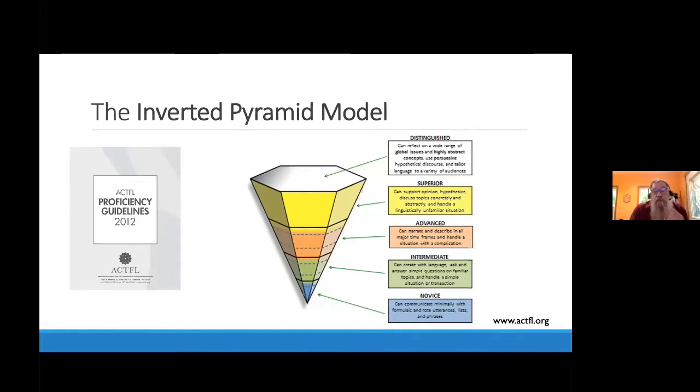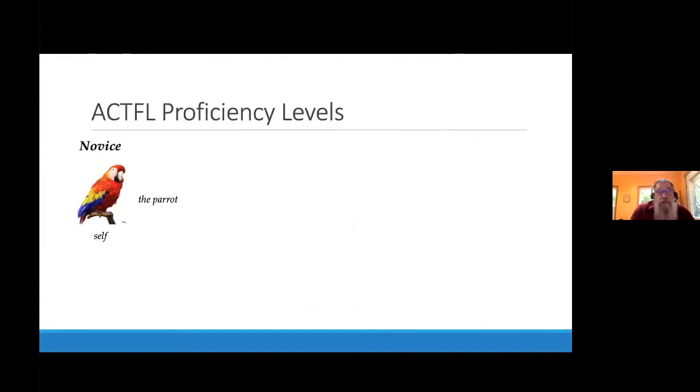The range of language functions and language structures that you need to have a command of, and the context in which you communicate, and the registers in which you can communicate, all become increasingly sophisticated. So it spirals up, and the length of time necessary to get, say, from novice to intermediate is significantly less than the time necessary to get from intermediate to advanced. So this inverted pyramid helps us to visualize what this progression looks like in the real world.